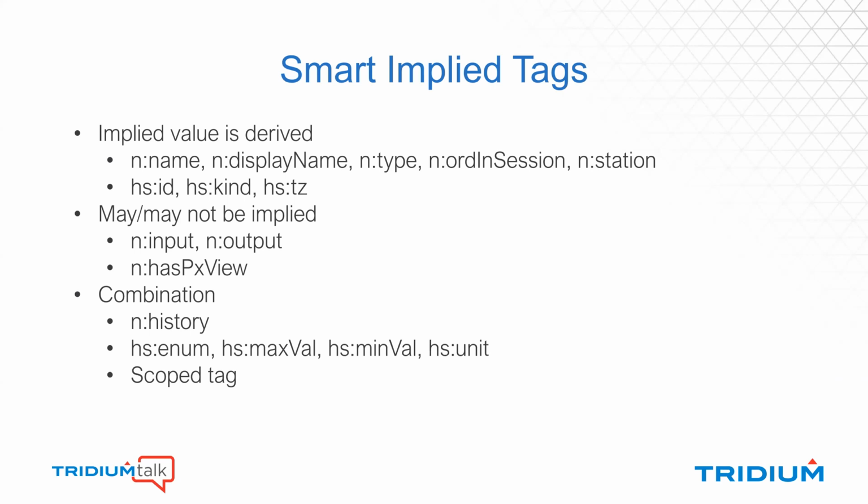The unhistory tag, for example, will be implied if a component has an enabled history extension. If it does, then the value of the unhistory tag will be the ID of that history extension.